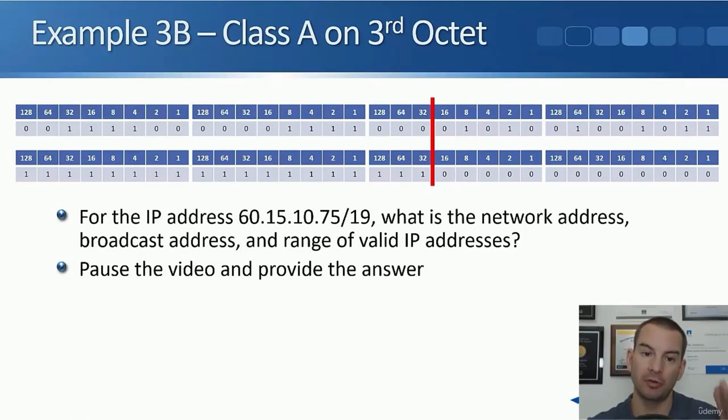As usual, we've got the second part to the question. So for the IP address 60.15.10.75/19, what's the network address, the broadcast address, and the range of valid IP addresses? Please pause the video as usual, and I'll see you back with the answer.